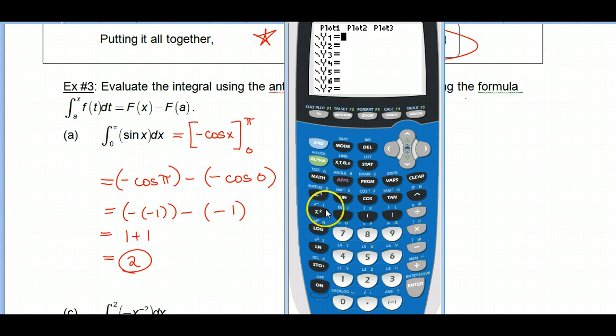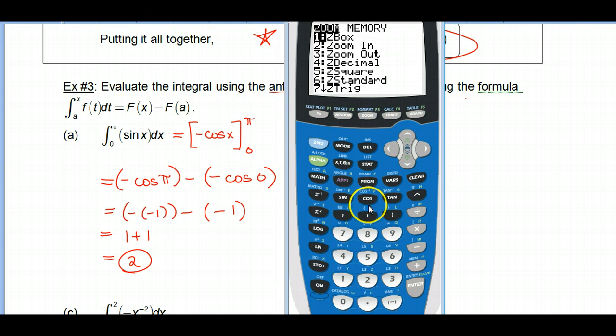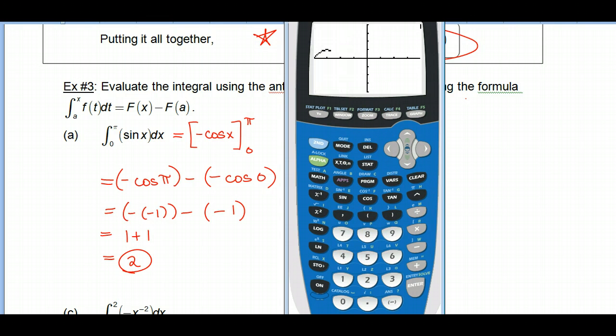So let's say I want to find, let's see, sine of x. Okay, so if I graph my sine curve, I just put it in y1. And I want to graph from 0 to pi, or that's where I want to evaluate it.